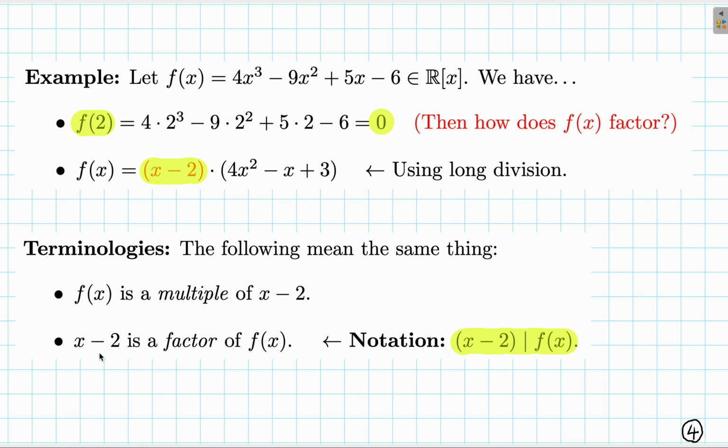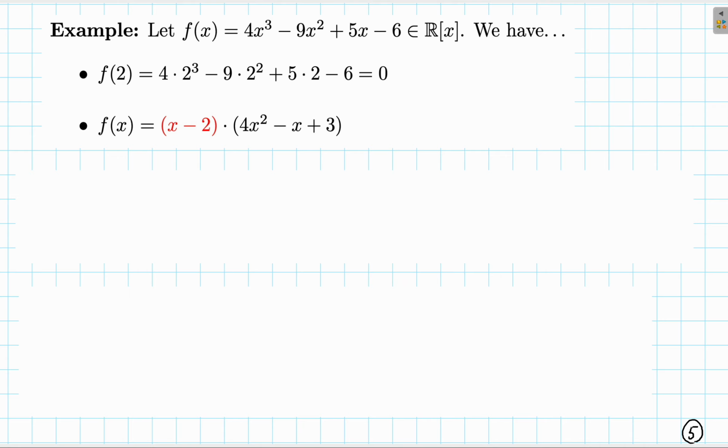Now, saying x minus 2 is a factor of f of x in the world of polynomials is analogous to saying 4 is a divisor of 24 in the world of integers. And we'll notice that the notation is essentially the same as well. Now here's our polynomial once again. And we saw that for this polynomial, f of 2 is equal to 0. And also x minus 2 is a factor of f of x.